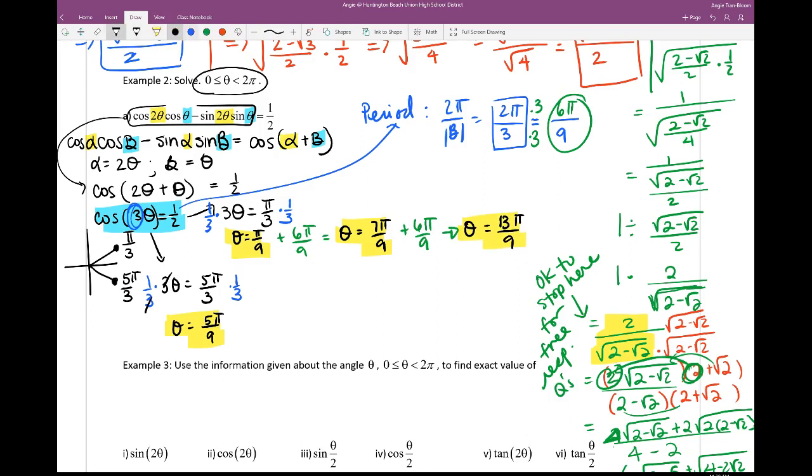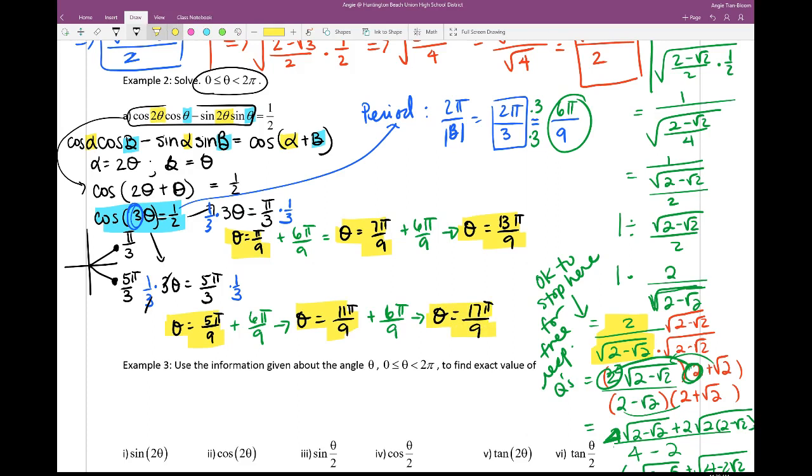I'm going to do exactly the same thing on the bottom. I'm going to add a period, 6 pi over 9, okay? So that means my next theta is 11 pi over 9. Highlight that because that's an answer that I'm going to keep. I'm going to keep adding until I reach near 18 over 9. If I add that, would you agree my next angle is going to be 17 pi over 9? And that's as close as we are going to get, because 18 over 9 is 2 pi, and we can't even include 2 pi. So these are all of the answers for theta.